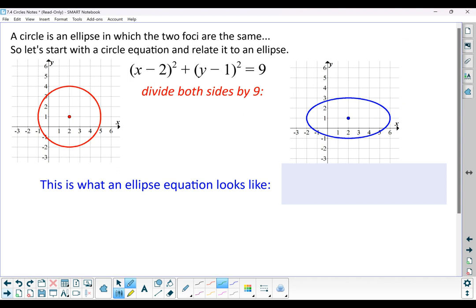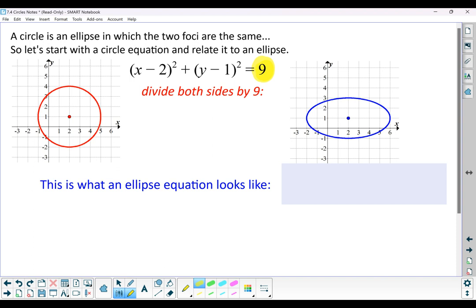So I want to start with the circle on the left, which is an ellipse, and then we'll talk about the ellipse on the right that's in blue. So I have the equation of this circle right here, (x minus 2) squared plus (y minus 1) squared is equal to 9. An ellipse equation is kind of different from a circle equation because in almost all ellipse equations, and definitely all the ones you will deal with in this class, this number has to be a 1.